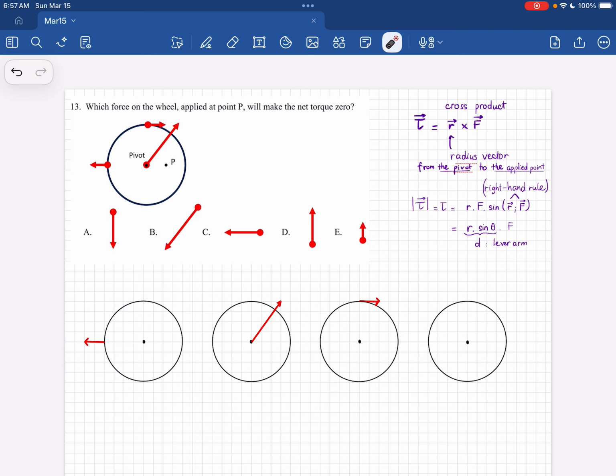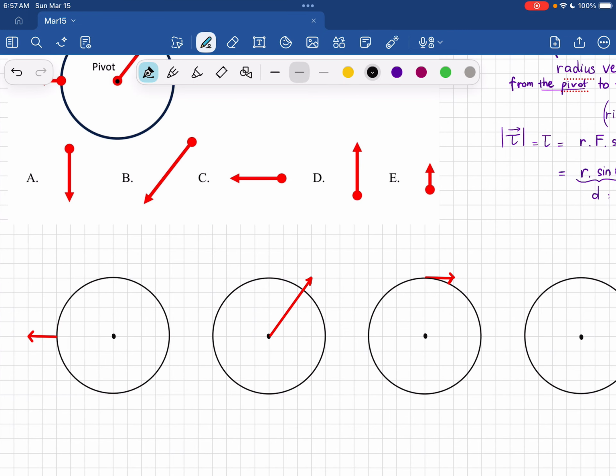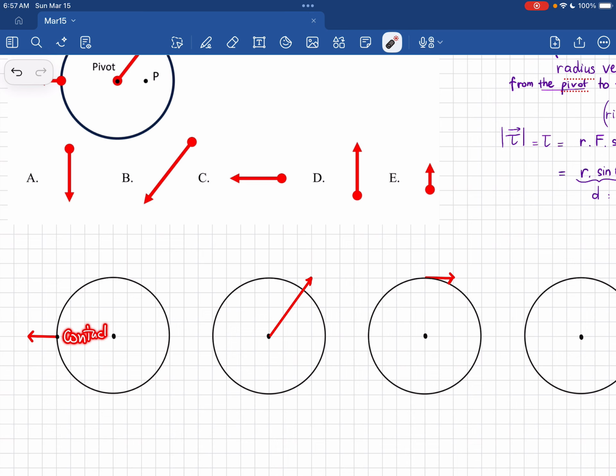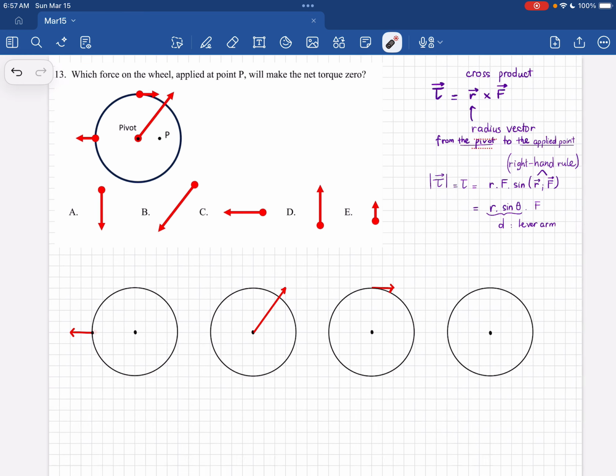In order to find the torque here, we need to find the two vectors. We have the force vector already, right? And we can see this is the point which is called the applied point. This is where the force is acting on the wheel. This is the contact point, right? This is also called the applied point. That's where you have the force acting on the wheel here.